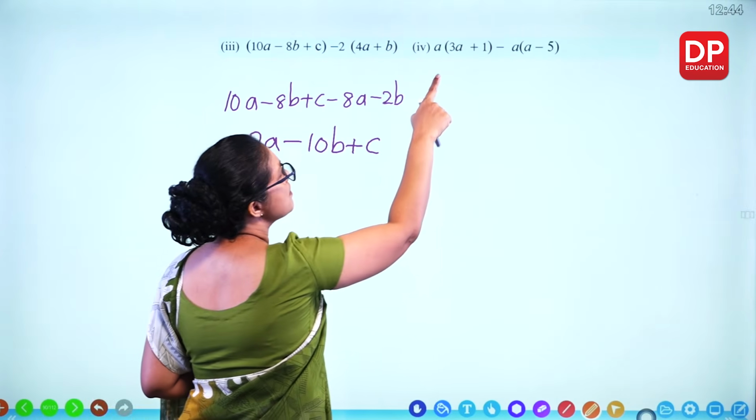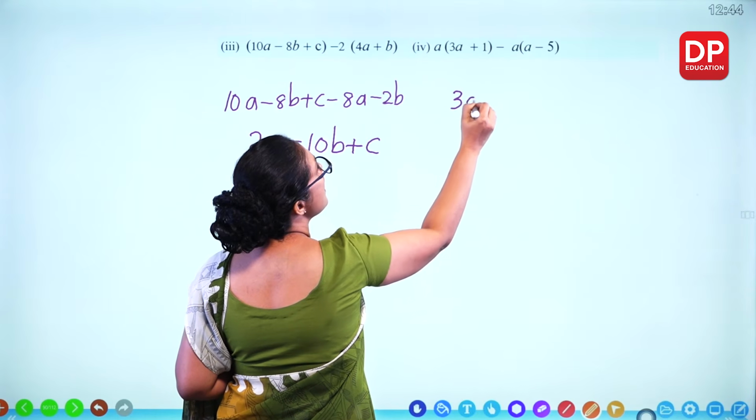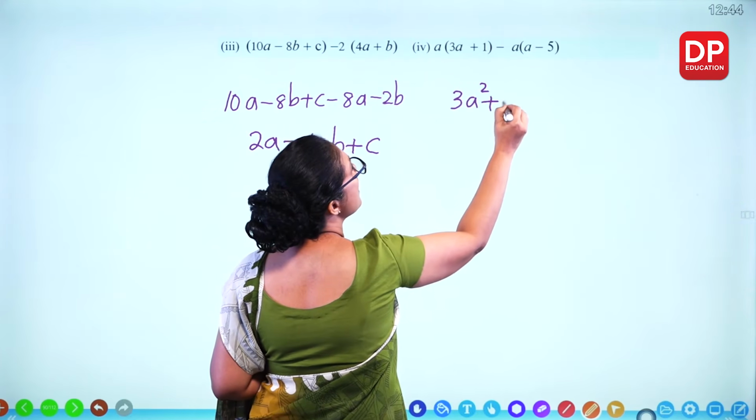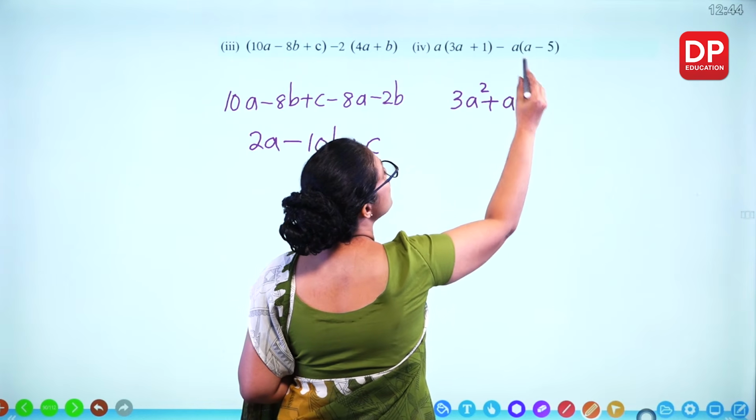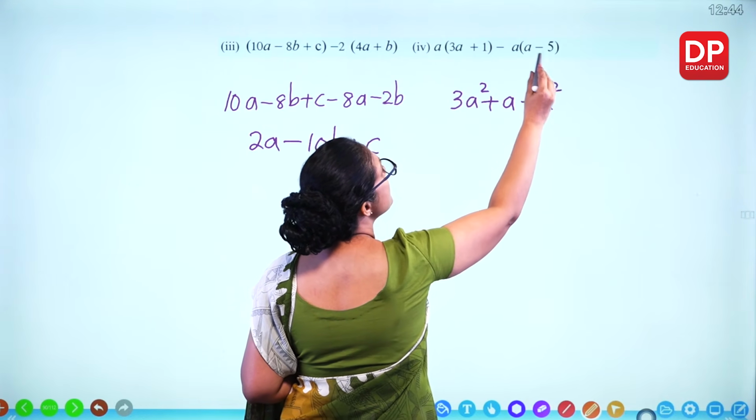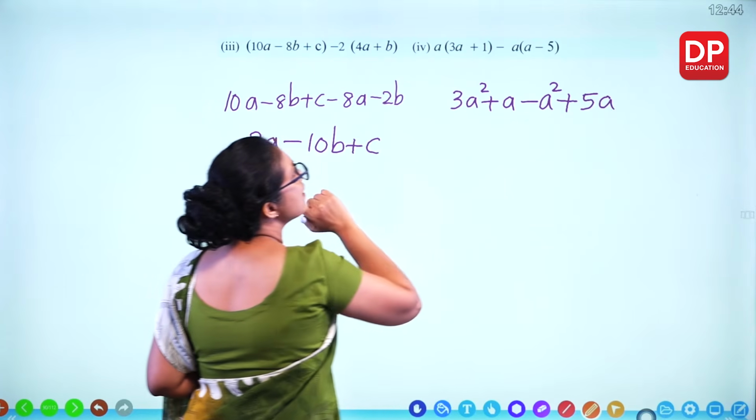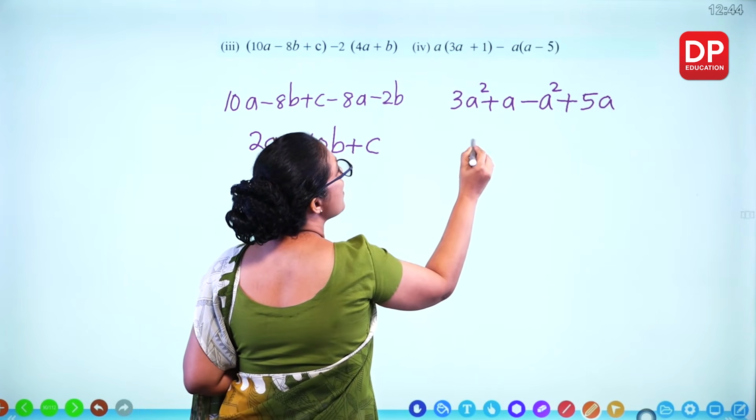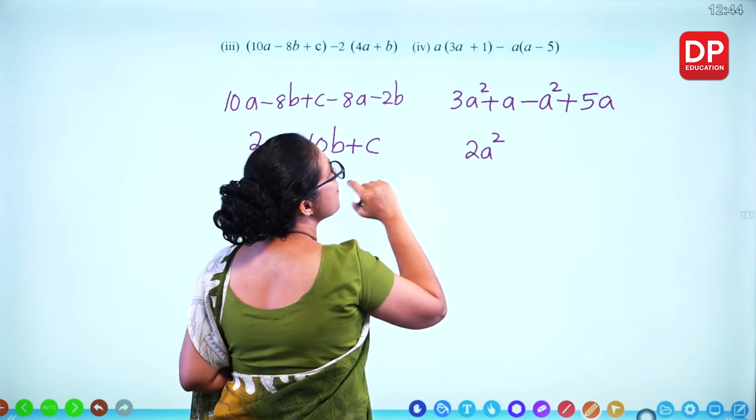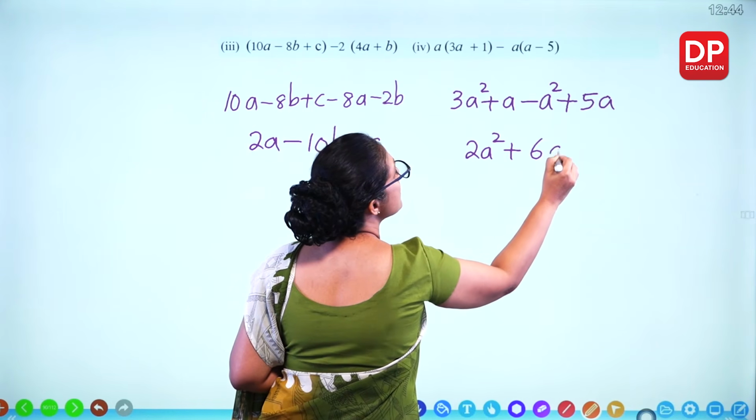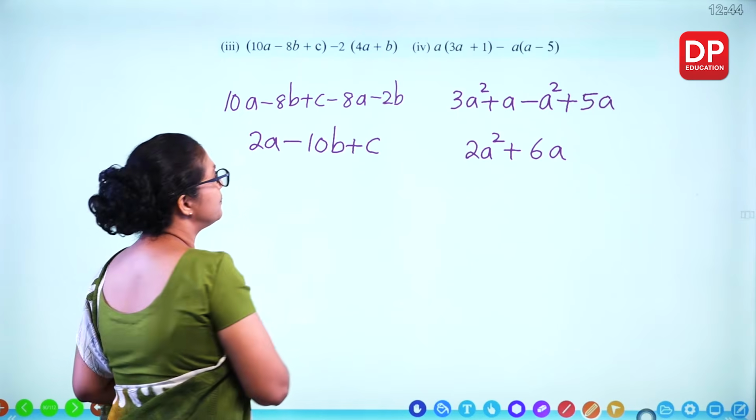This one multiplied by a, 3a squared, a into a squared. A times 1a, minus a into a squared, minus into minus plus 5a. So 3a squared minus a squared, 2a squared. And a and plus 5a, that's 6a.